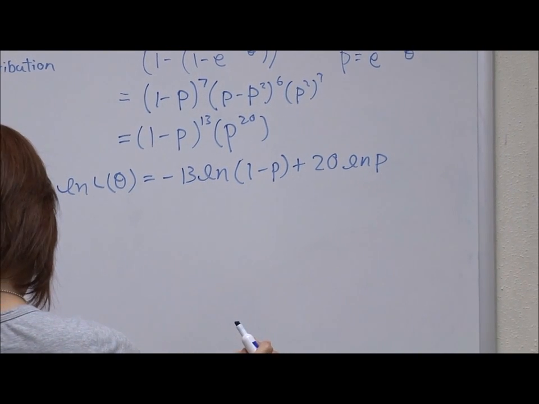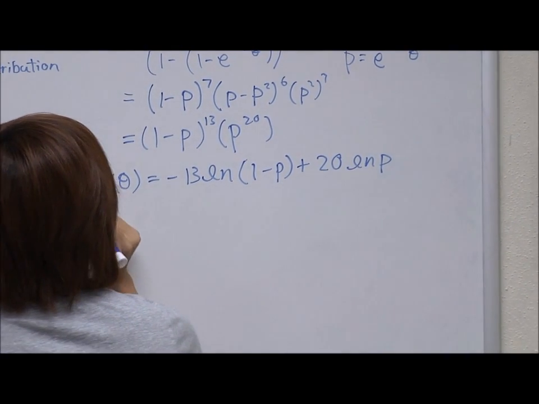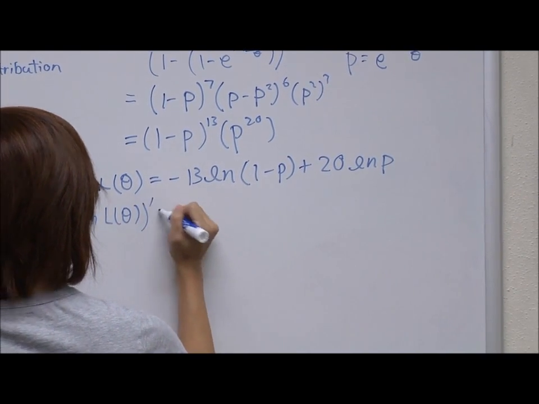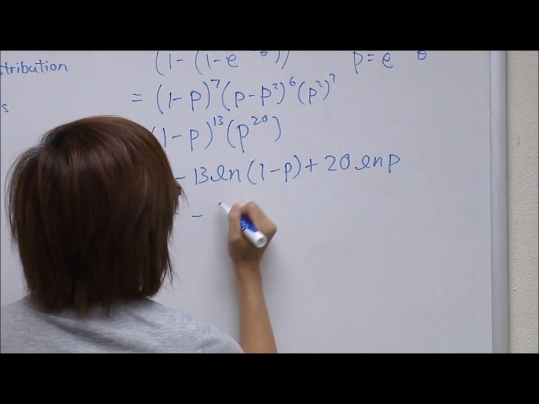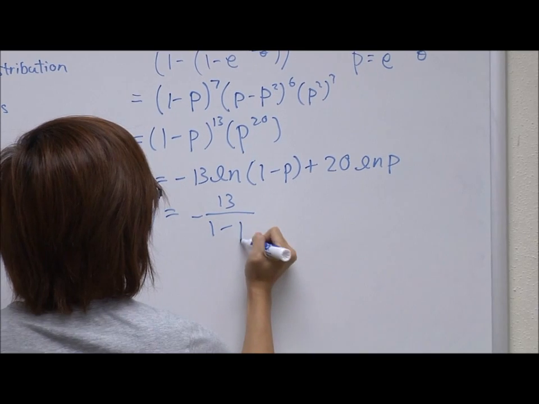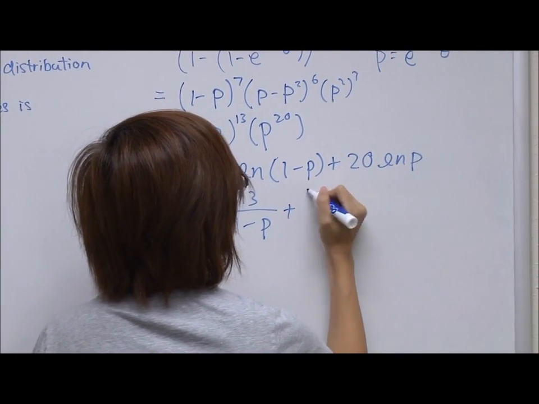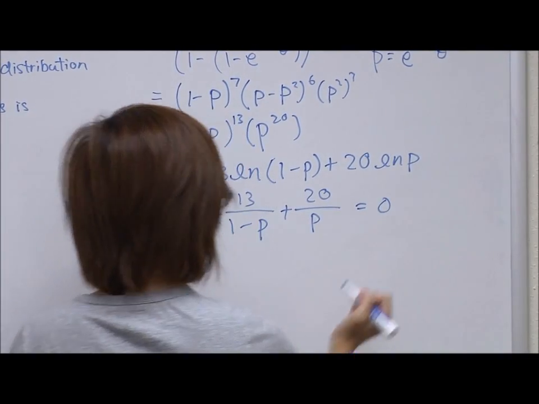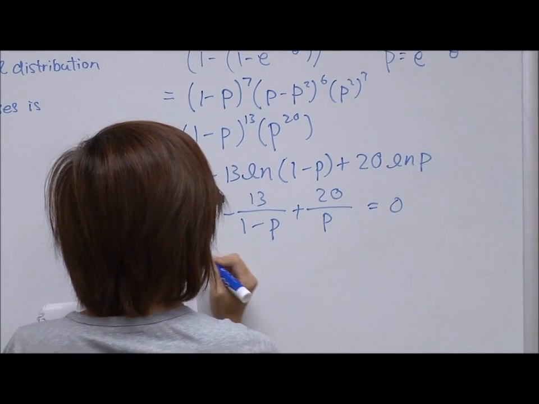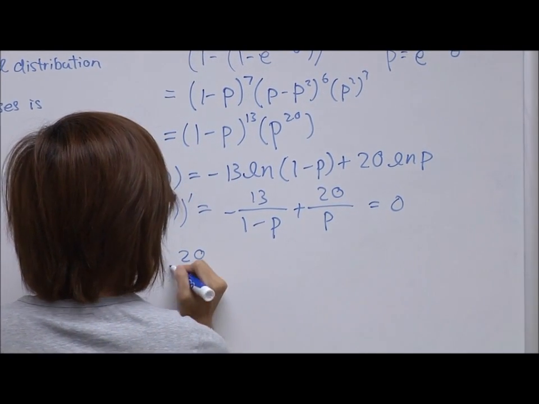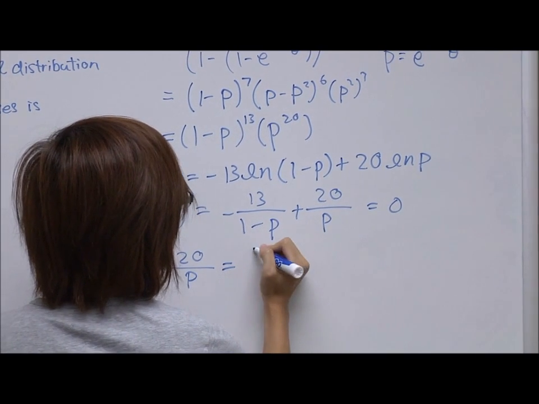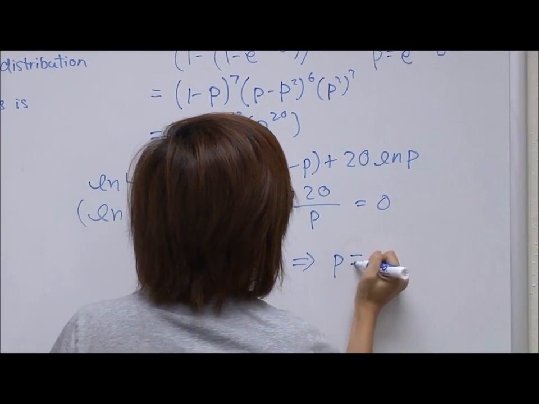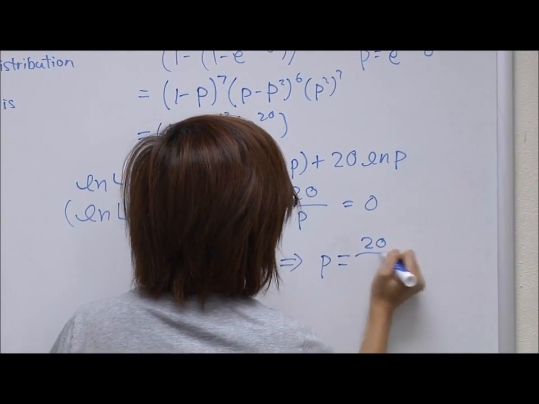And then we have to take the derivative of this. And then we will get negative 13 over 1 minus P plus 20 over P. And then setting it equal to 0, we will get 20 over P equals to 13 over 1 minus P. And then we will get P equals to 20 over 33.